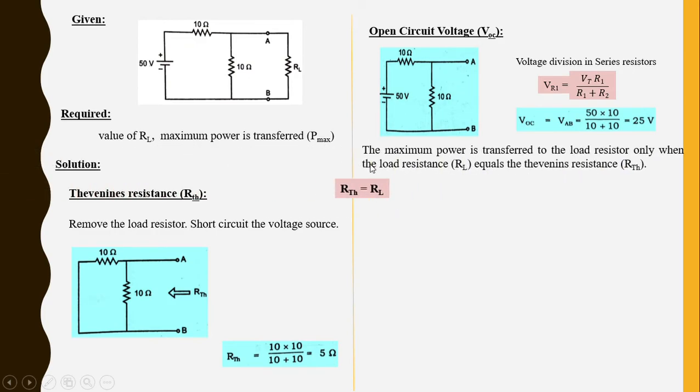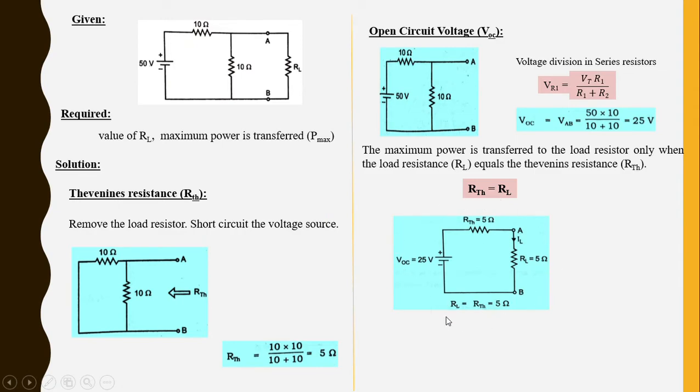It is a condition for maximum power transfer theorem that the maximum power is transferred to the load resistor only when the load resistance RL equals the Thevenin's resistance RTH. It is a condition. R Thevenin's is equal to RL for maximum power transfer theorem.